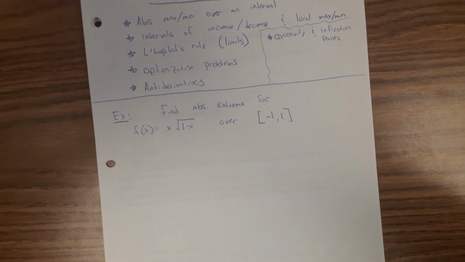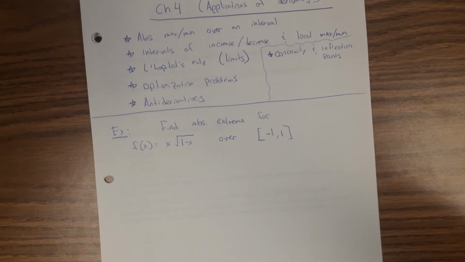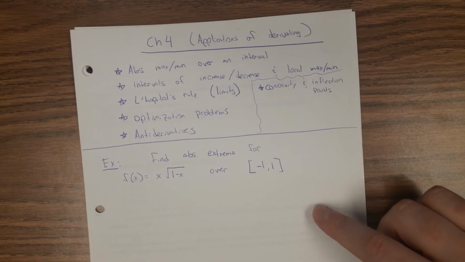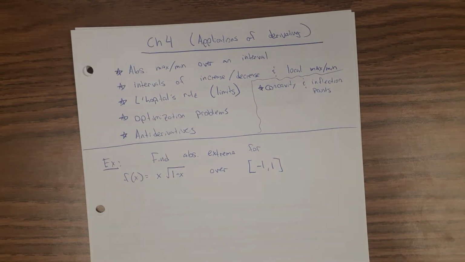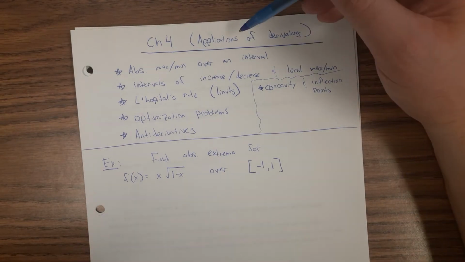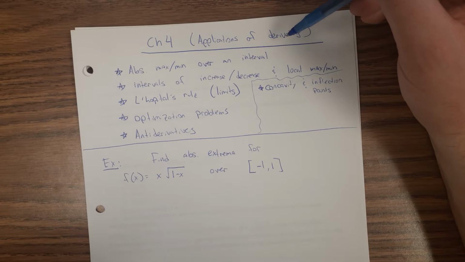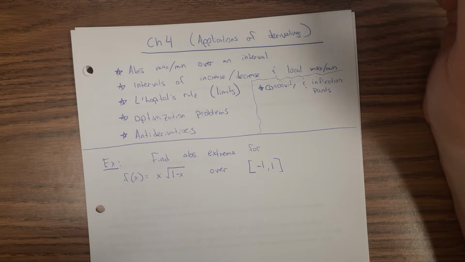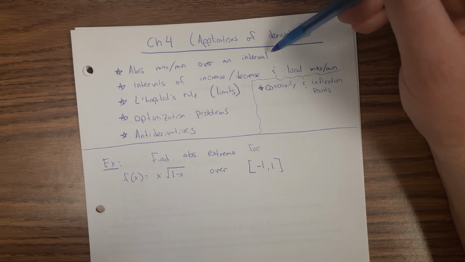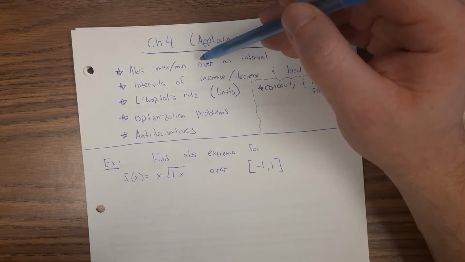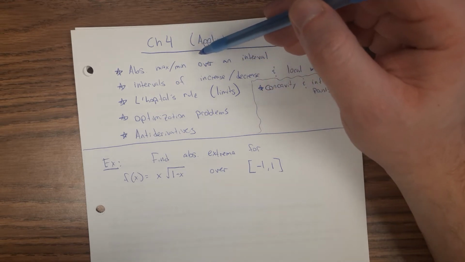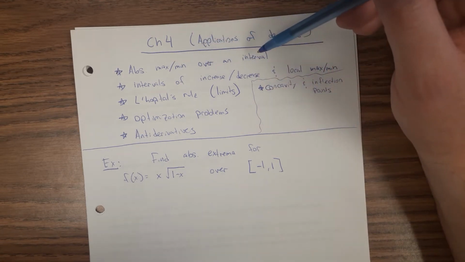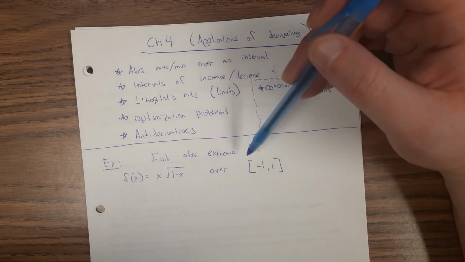Okay, so let's talk about Chapter 4, which is applications of derivatives. So yeah, it's what it sounds like. It's all kinds of things you can do with derivatives. One of them is to find the absolute maximum and minimum values of a function over an interval. The first example we do is going to be like that.